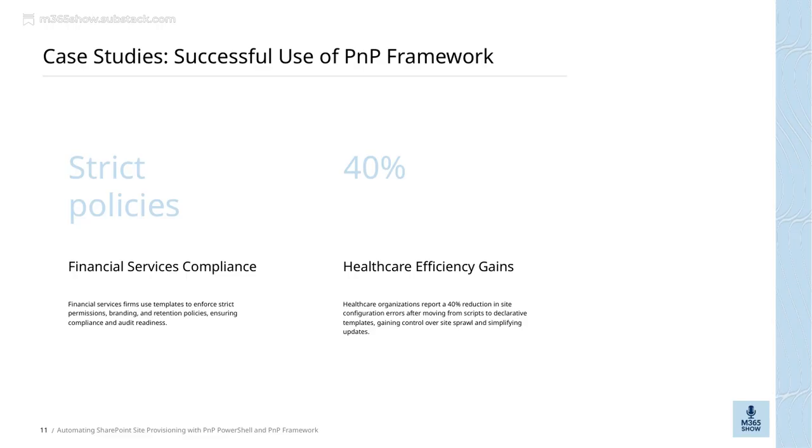On the other hand, in financial services, using templates has been key for enforcing strict policies around permissions, branding, and data retention. This ensures compliance and makes audit preparation much smoother. Overall, these case studies highlight how the PNP framework can be tailored to different industries, driving both efficiency and compliance in a way that supports the broader goals of digital transformation.